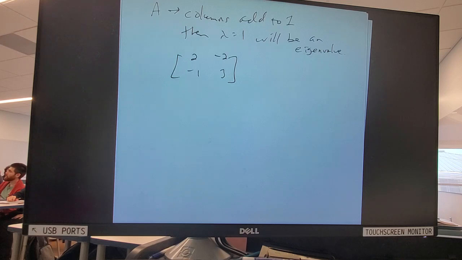Yeah, 2 minus 1 is? Other row. 2 minus 1. So the numbers in the columns, that's what I'm trying to say. I'm sorry. The numbers in each column will add up to be 1.